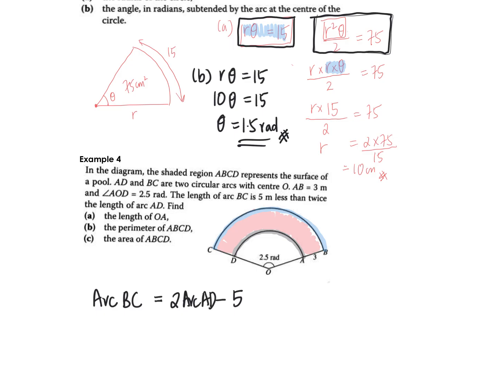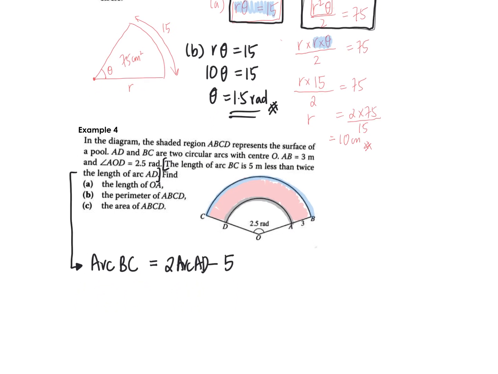That's what they say. I'm translating this statement into this. So they say the arc BC is 5 meters less than double the length of AD. So double the length of AD, 5 meters less. This is the statement that is translated for you. So what you can do is let OA be X first, because that's what you need to solve.